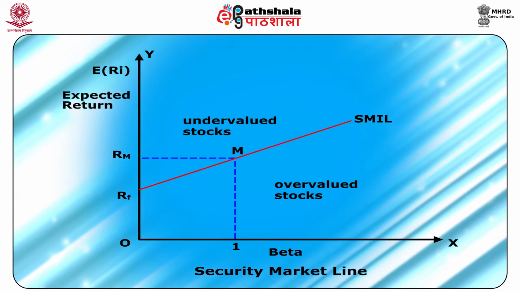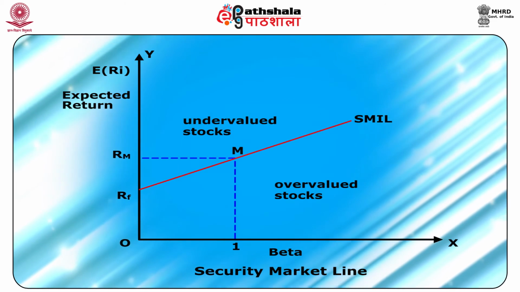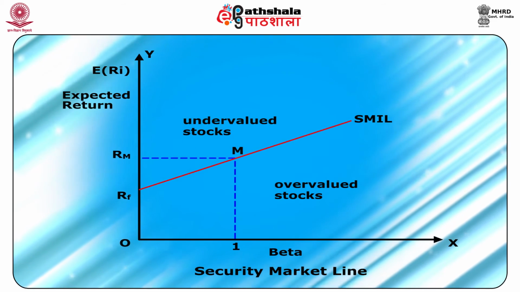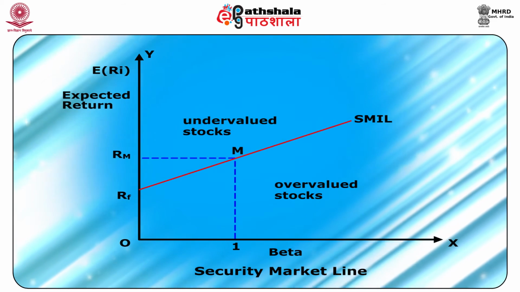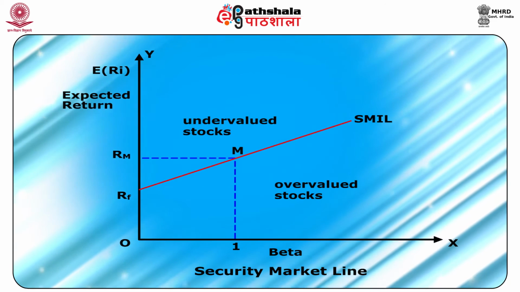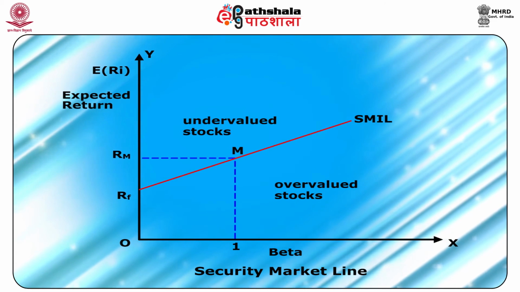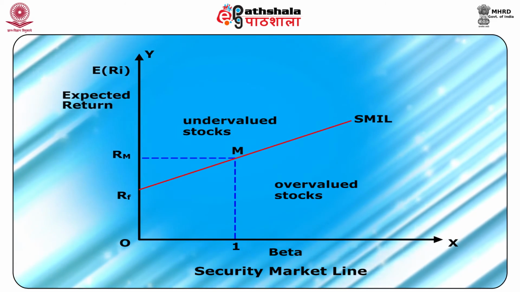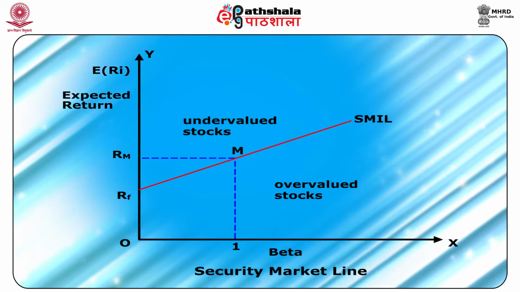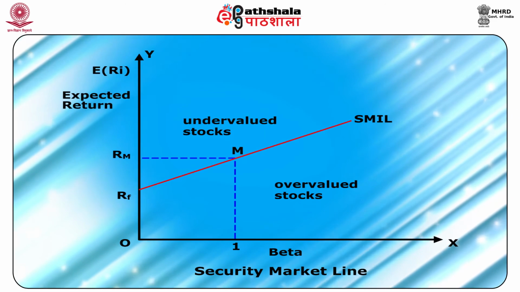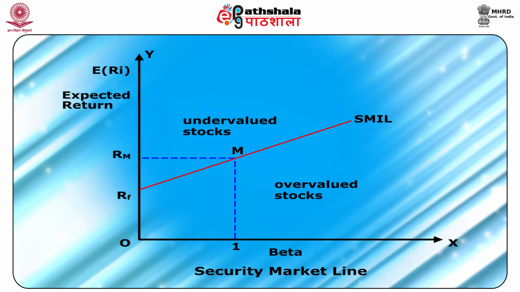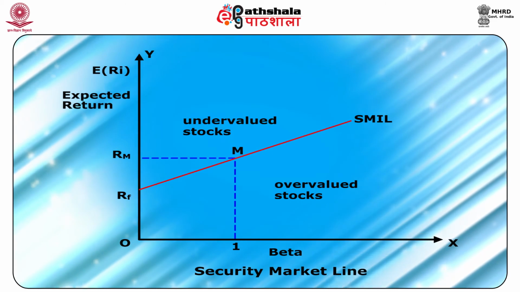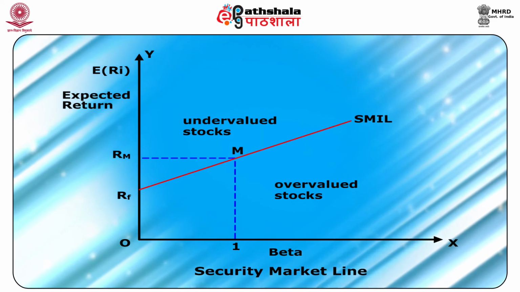We determine the SML by connecting the risk-free rate, that is the intercept of the line, to the market portfolio M, with beta equal to 1 and the return of Rm. This is shown through the figure below. This is figure 5. In figure 5, the upward sloping straight line represents the security market line.